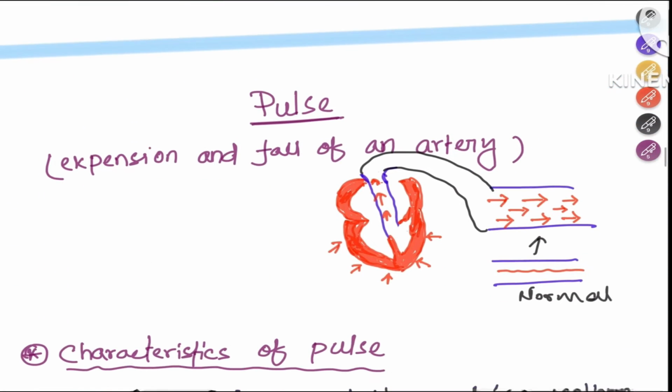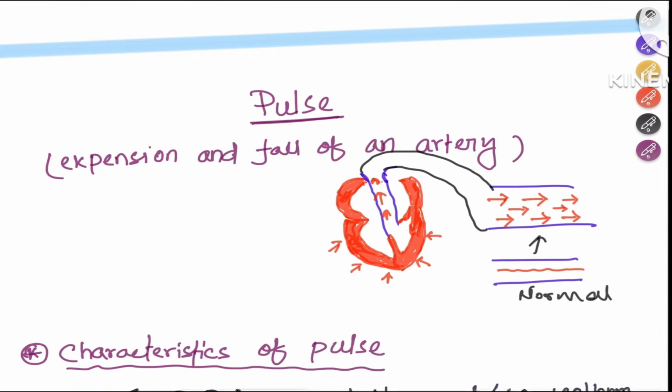What does pulse mean? It is the expansion and fall of an artery. Whenever our artery is dilating because of the contraction of the heart, at that time we will feel an expansion. By our fingertips only we can understand. When we place our fingertips in the specific area, we can feel that expansion and fall of an artery. That is the pulse. Why is this expansion occurring? Because of the contraction of the heart. Whenever the heart is contracting, the blood flow is more in the artery. So at that time the artery is dilating or expanding, and we can feel that expansion. So that is the pulse.